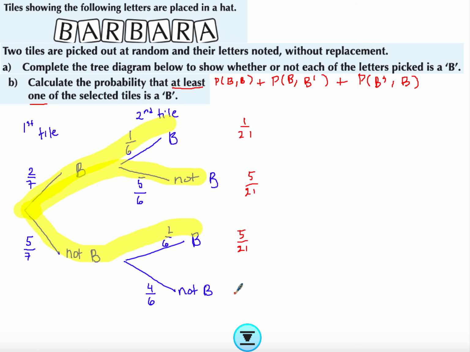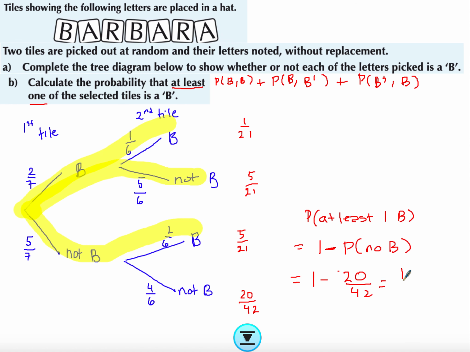Another option is to actually just calculate the last one, which is a 20 over 42. And then say, well, because all of these add up to 1, I could just use that the probability of at least 1B is 1 minus the probability of no B. So this is 1 minus 20 over 42, which should give you the same answer, 11 over 21. Adding these up as well, so 1 over 21, 5 over 21, 5 over 21 will give you the same answer. So you could go the long option or you could go the shorter option.